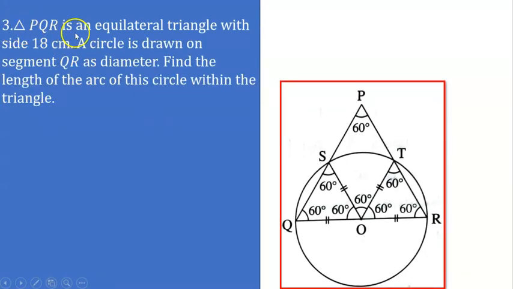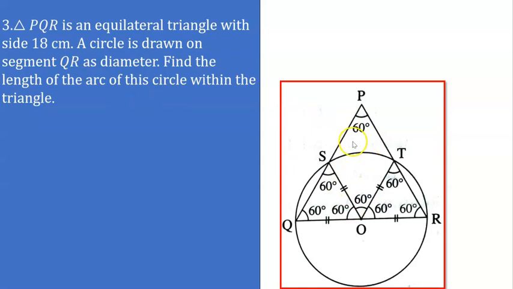Triangle PQR is an equilateral triangle with side 18 centimeter. A circle is drawn on segment QR as diameter. Find the length of the arc of the circle within the triangle. Now see this here. PQR is an equilateral triangle and the side of this equilateral triangle is 18 centimeter.